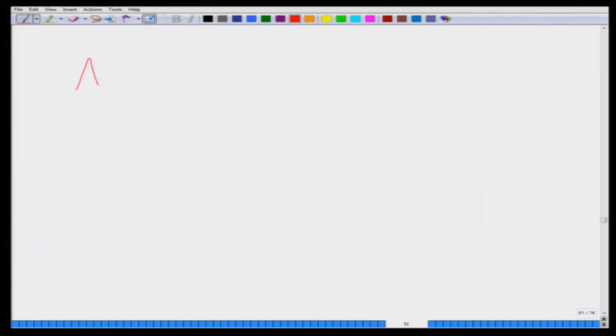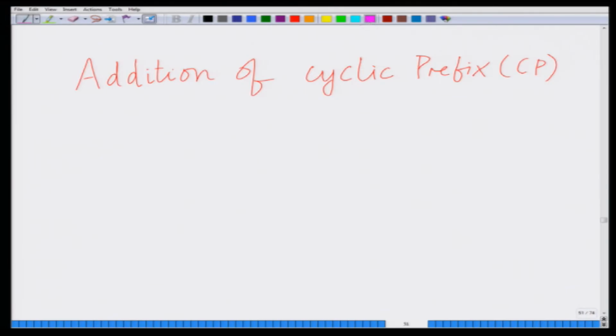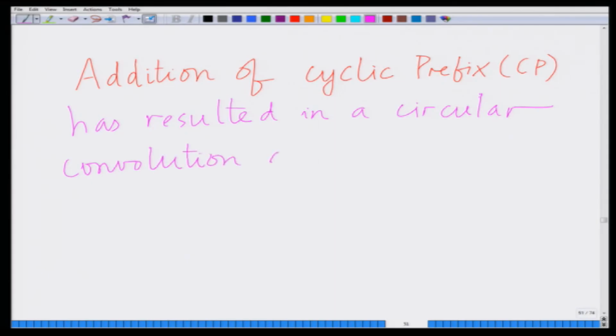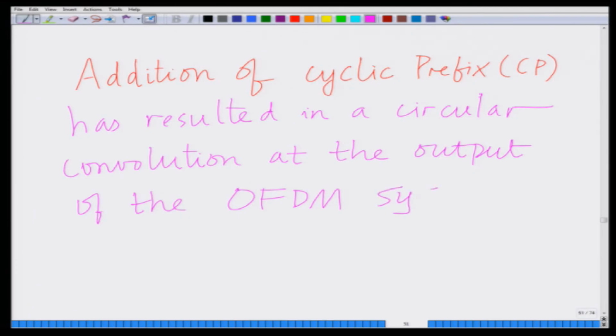After the addition of the cyclic prefix, which is abbreviated as CP, we have a circular convolution at the output. So, what has happened?